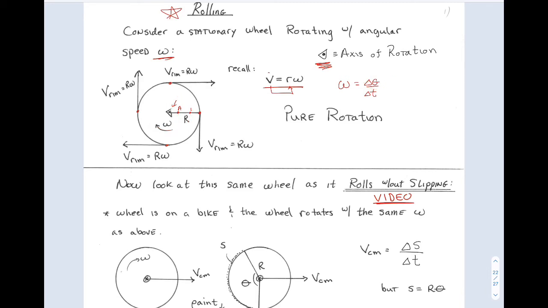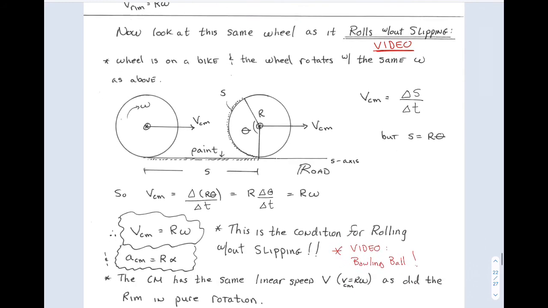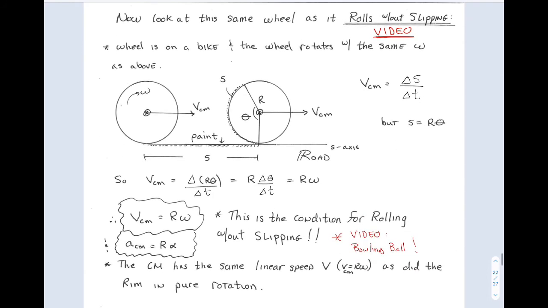So this wheel is purely rotating, and I just drew the directions of the linear velocities v at different points of the wheel. Now, I'm going to take the same wheel and have it roll along the ground without slipping. And I'm going to show you a video in a second of what's going on here.